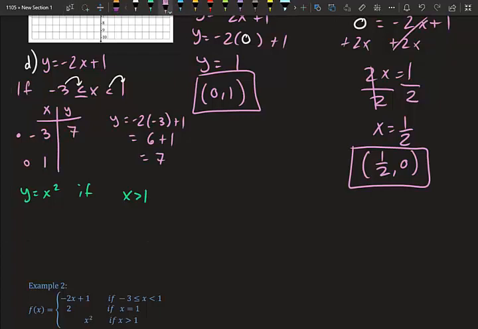We do the same thing with 1. So we have y equals negative 2 times 1 plus 1. So it's negative 2 plus 1, which is just negative 1. So those are our 2 points for that.